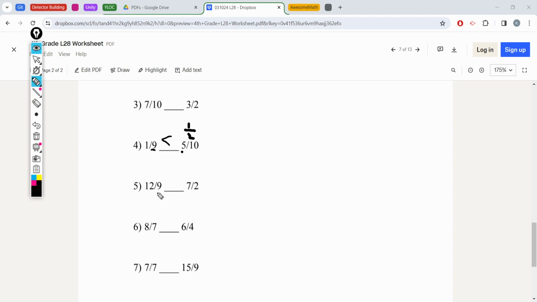Here for 12/9, we could try simplifying it. It will give us 4/3, but then there's still not anything the same, so we'll have to resort to cross multiplication. So 4/3 and 7/2. Multiply the top and the bottom. For this side, 4 and 2 gives us 8, and then 7 and 3 gives us 21. But this 21 is clearly larger, so it's once again less than.